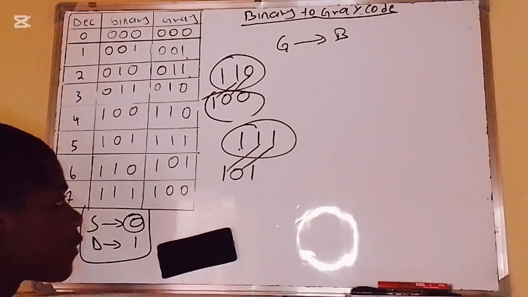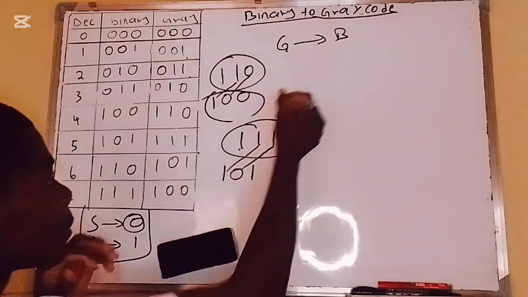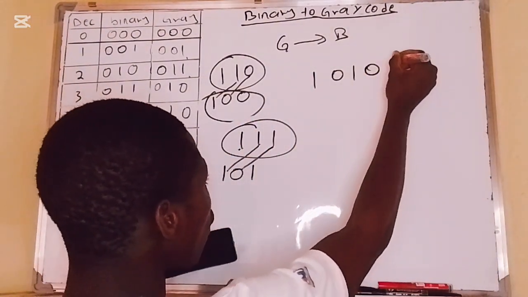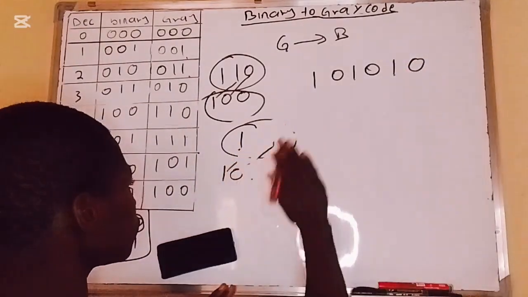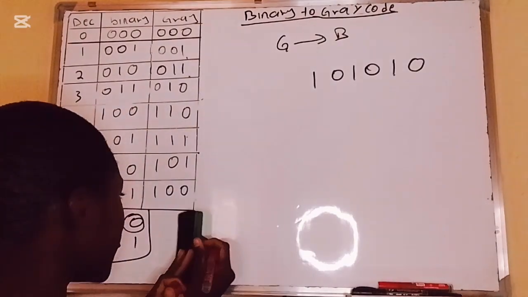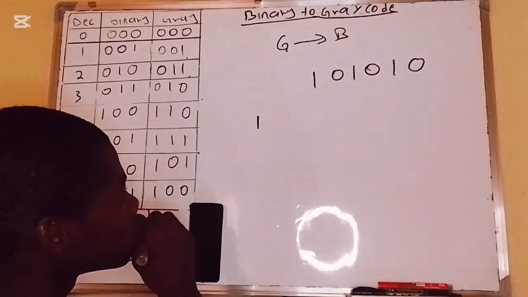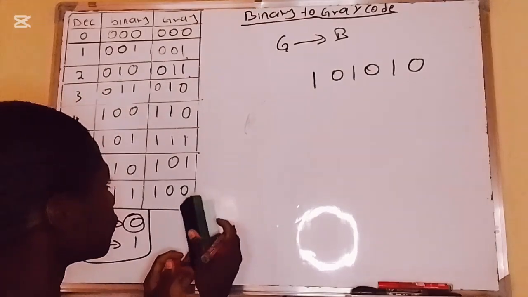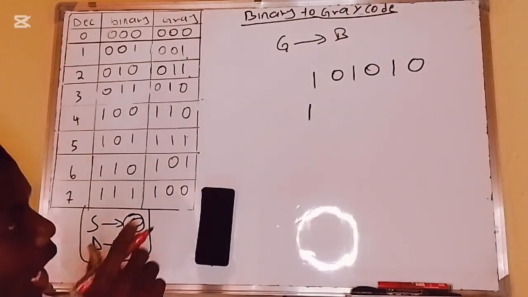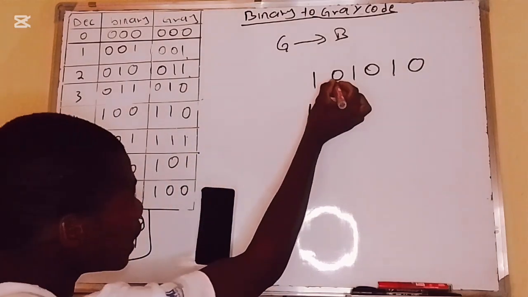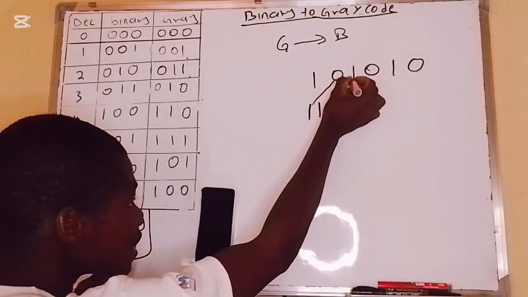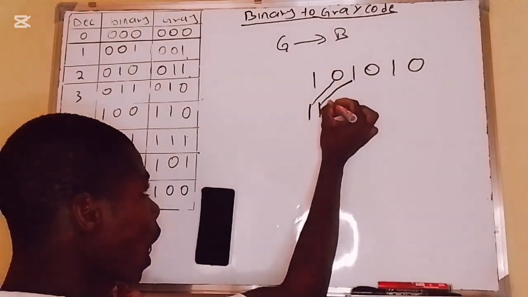Okay, let's take some complex examples. So first I have 1, 0, 1, 0, 1, 0. The next thing that I'm going to do is write down the MSB, which is 1. So I have to take a look and see whether this and this are the same or different. They are different. I'll put 1. Is this and this the same or different? They are the same. I'll put 0.